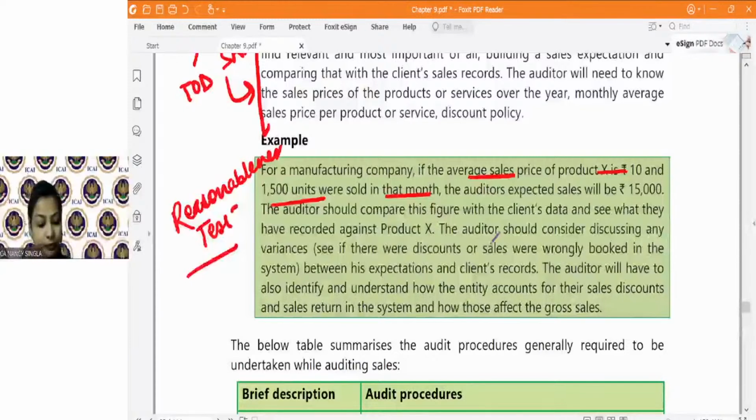ठीक है? Is it clear, students? Kindly send in your replies.